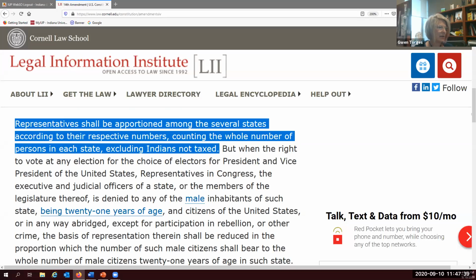So the second part of the 14th Amendment says, representatives shall be apportioned among the several states according to their respective numbers, counting the whole number of persons in each state, including Indians not taxed. So what are they getting at there? Now we're talking about apportionment. What does that have to do with this whole Civil War Reconstruction thing?